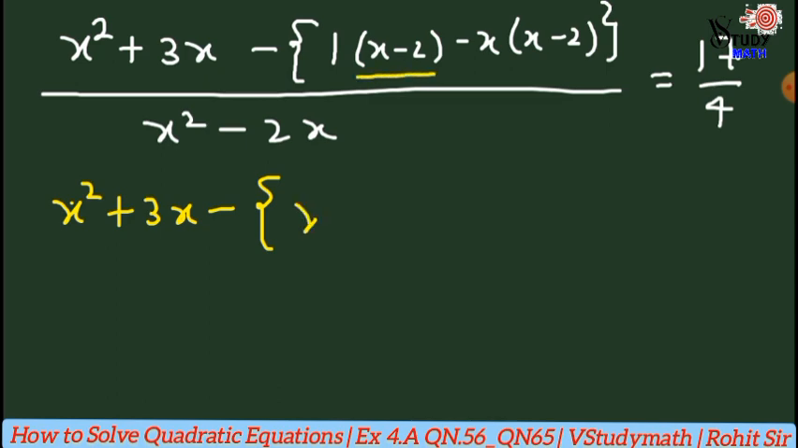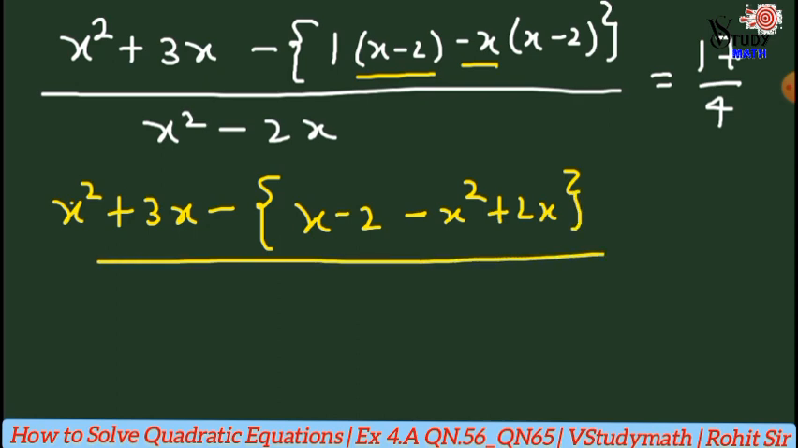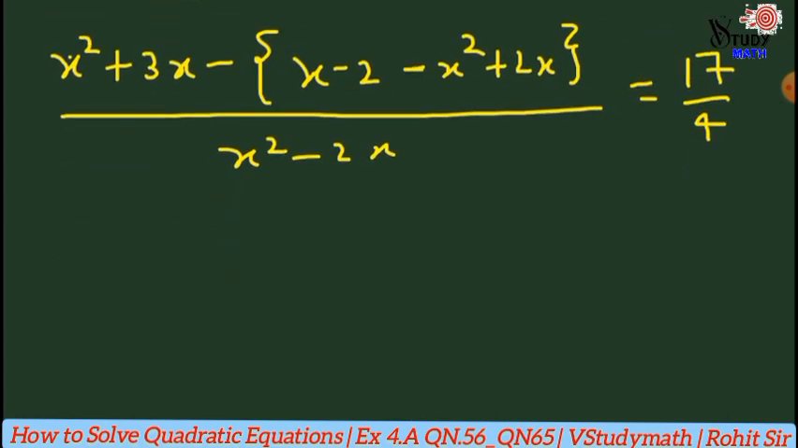So we have x minus 2. Now multiply this negative x in x minus 2. Then we have negative x square plus 2x, curly bracket close, upon x square minus 2x is equal to 17 upon 4. Now move to the next step.